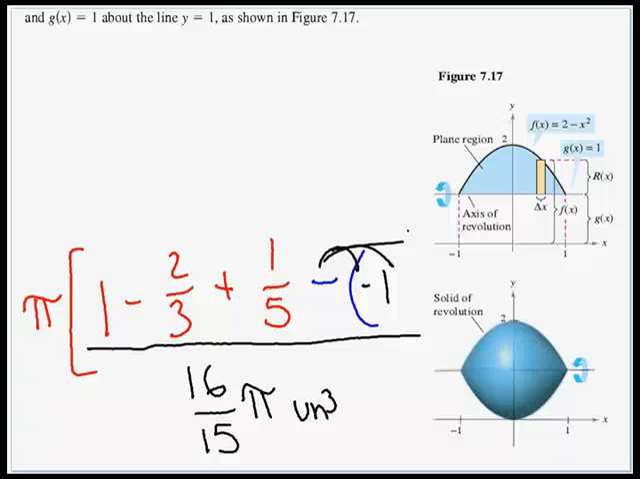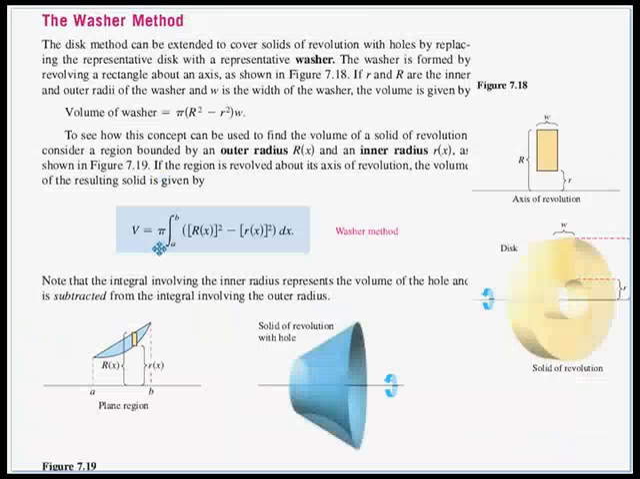So there are two good examples of the disk method, one where our axis of rotation is the x-axis, the other one where we're rotating around something that is not the x-axis. And now this brings us to the washer method. The disk method can be extended to cover solids of revolutions with holes by replacing the representative disk with a representative washer. You know, a washer is just a disk with a hole in it.